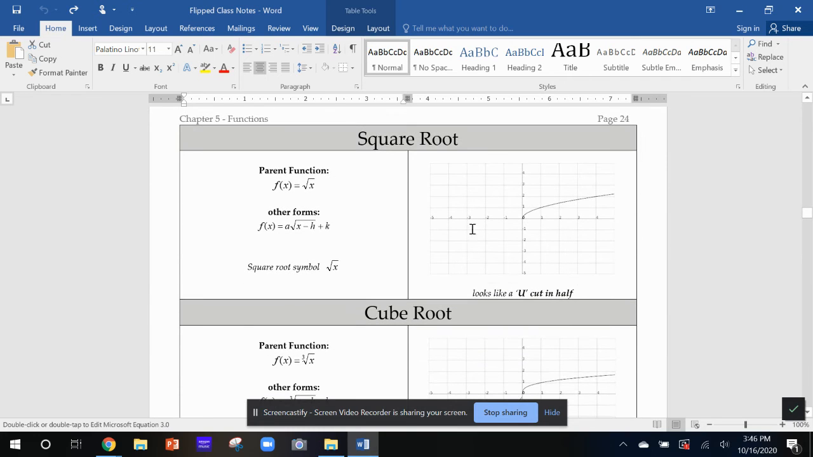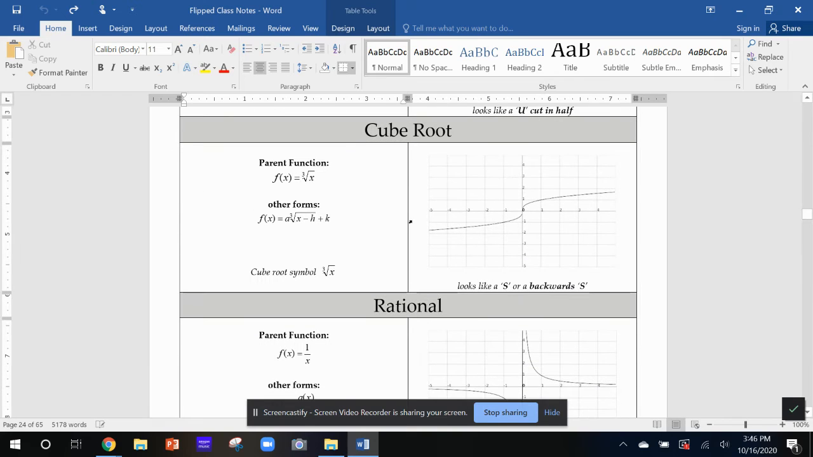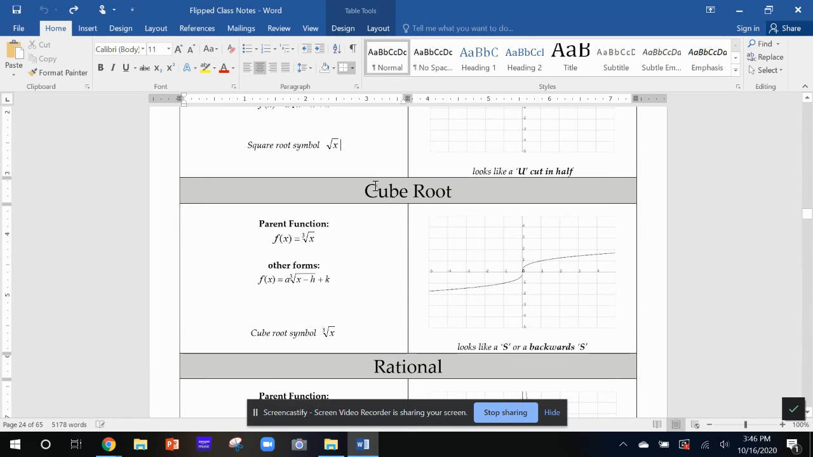The next function is a square root function. That equation is super easy to tell because it has a square root symbol. And the graph looks like a U on its side cut in half. So you can see it here. It can also go down this way and open that way, or it can open this way. But it's a U on its side cut in half. The next function is a cube root function. It's just like a square root function, except the index on the square root is a 2, and the index on a cube root is a 3. And the graph looks like an S or a backwards S.